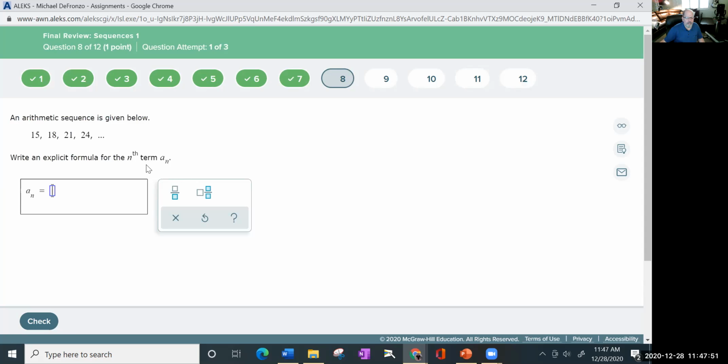Write an explicit formula for the nth term. 15, 18, 21. Looks like it's adding 3 each time. So explicit, 3 plus. Okay, looks like it's adding 3 each time. So 15 plus 3 times n minus 1.